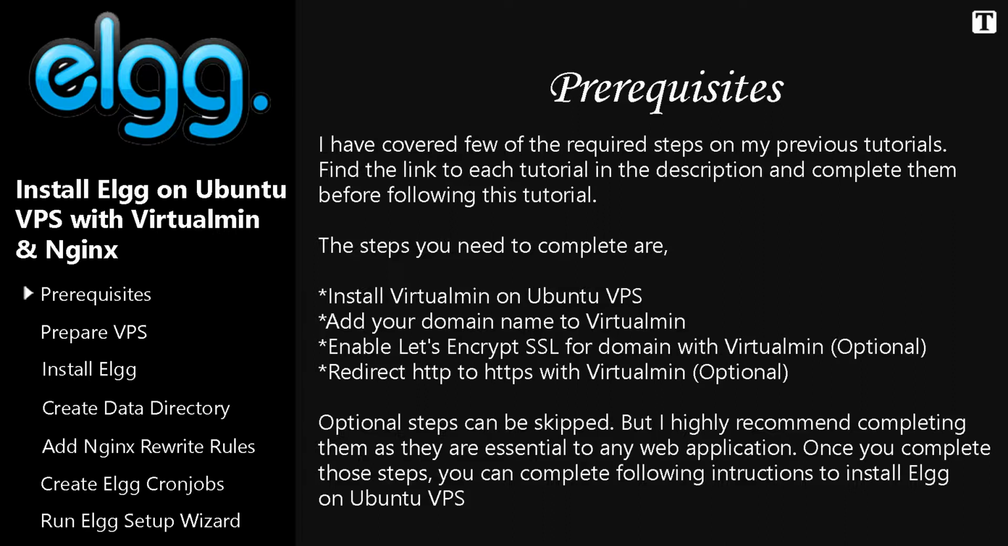The steps you need to complete are: install Virtualmin on Ubuntu VPS. Add your domain name to Virtualmin. Enable Let's Encrypt SSL for domain with Virtualmin. Redirect HTTP to HTTPS with Virtualmin.